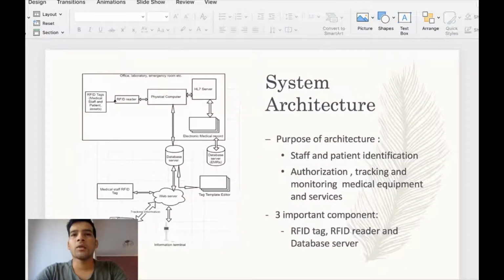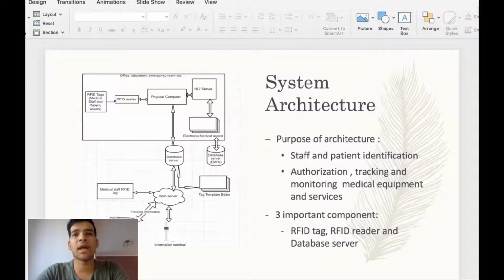Okay, so to implement this system, an appropriate design has been introduced that is suitable for every department within the hospital. Here, the architecture of the system is divided into two sections: hardware design and software design. The system architecture is shown on the slide. The proposed architecture is an integrated RFID-based system for patient and staff.